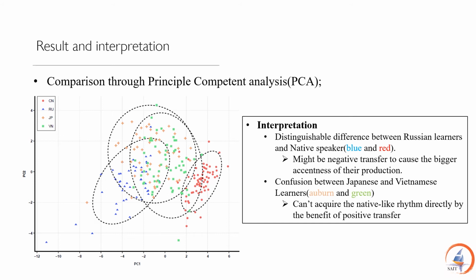Within non-native groups, despite L1 and L2 rhythm similarity to the native group being different, the distance between each group compared with native is not clear. Each group keeps a certain degree of confusion with the others, especially Japanese learners and Vietnamese learners. We might preliminarily assume that learners still could not acquire native-like rhythm directly by the benefit of positive transfer, no matter whether L1 and L2 rhythm is similar or even identical.